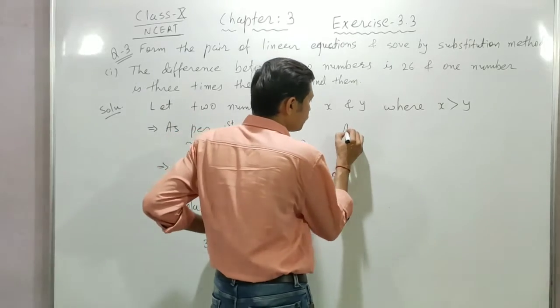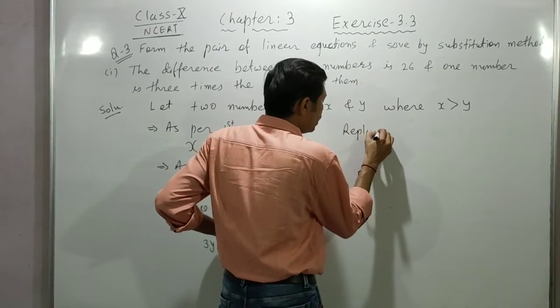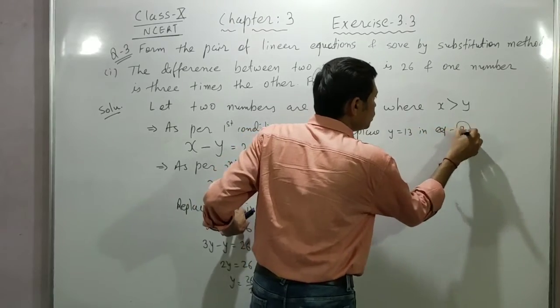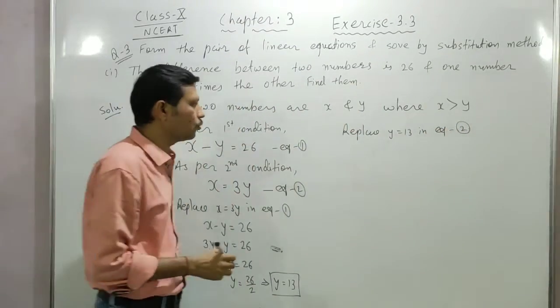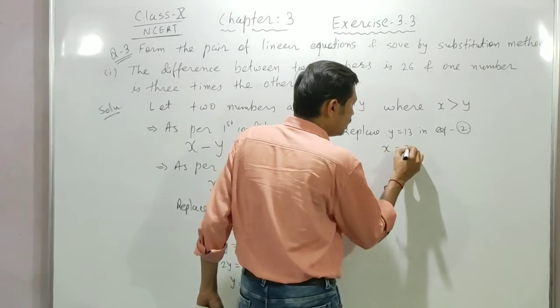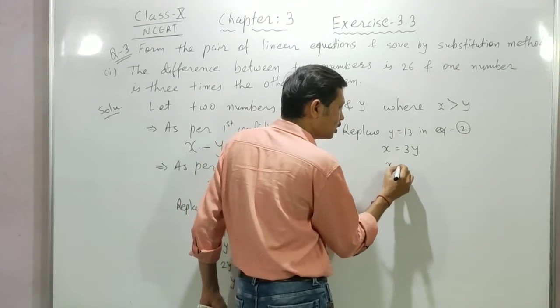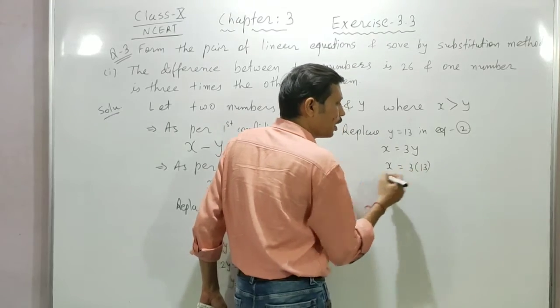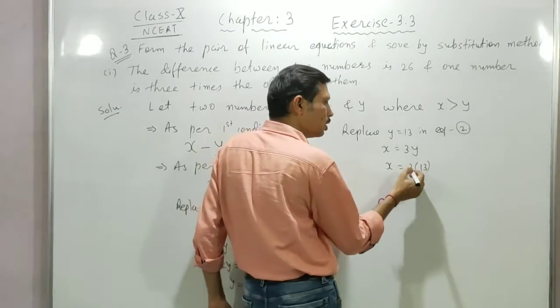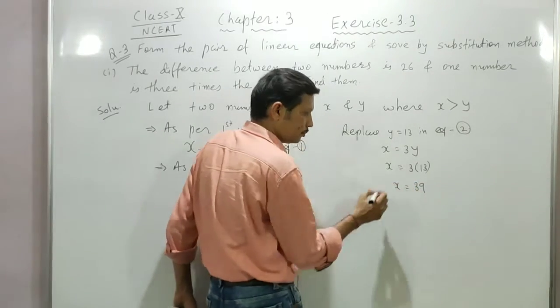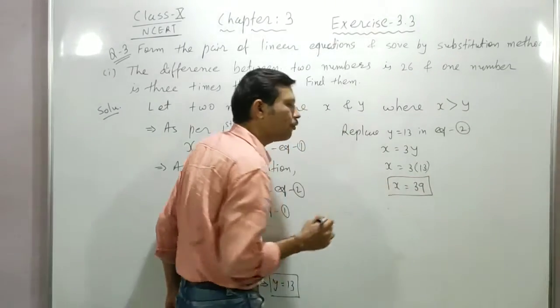Okay. So replace y is equal to 13 in equation number 2. What is equation number 2? First we write x equal to 3y. In the place of y we replace 13. So 3 times 13, 13 threes are 39. So this is the value of x.